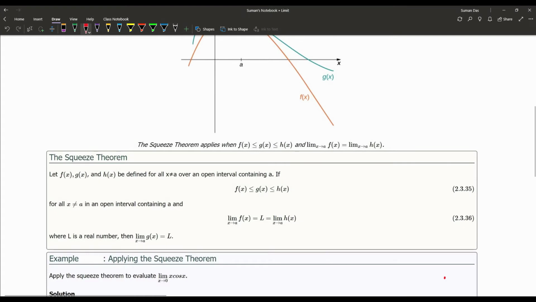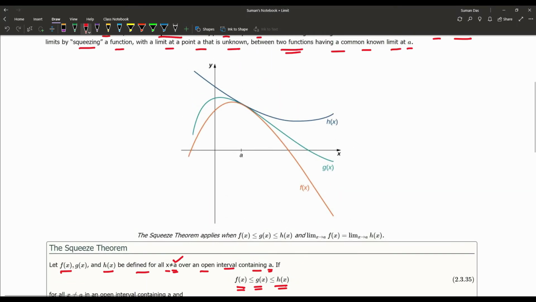In the squeeze theorem, suppose f(x), g(x) and h(x) are defined for all x not equal to the value a over an open interval containing a. If we have f(x) less than or equal to g(x) less than or equal to h(x) for all x not equal to a in an open interval containing a, and the limit as x approaches a of f(x) is equal to the limiting value L, which also equals the limit as x approaches a of h(x), where L is a real number, then the limiting value of g(x) as x approaches a is also L.